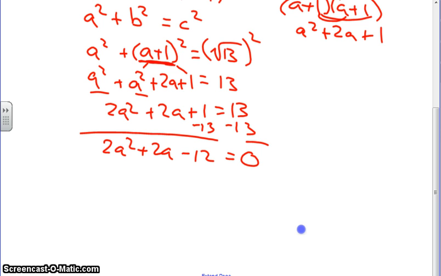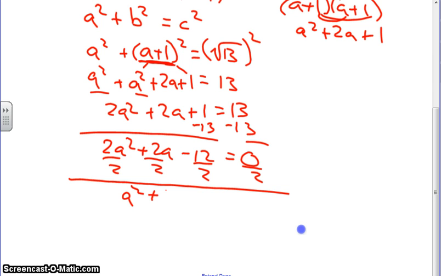What could make this more simple right now? Take out 2. Good, divide by 2. Divide both sides by 2. So we have a squared plus a minus 6. A quadratic equation. Is it factorable? Okay, Johnny, tell us the factors.